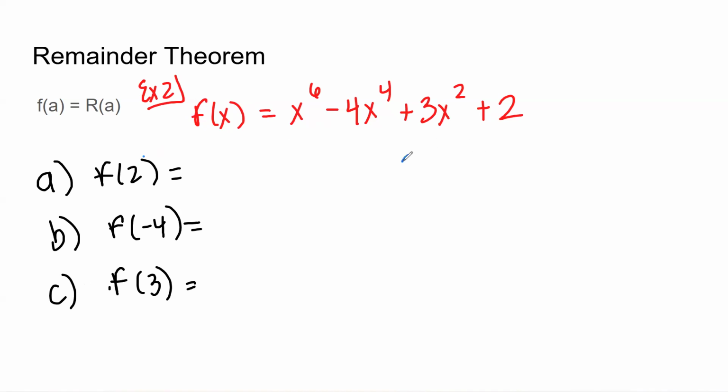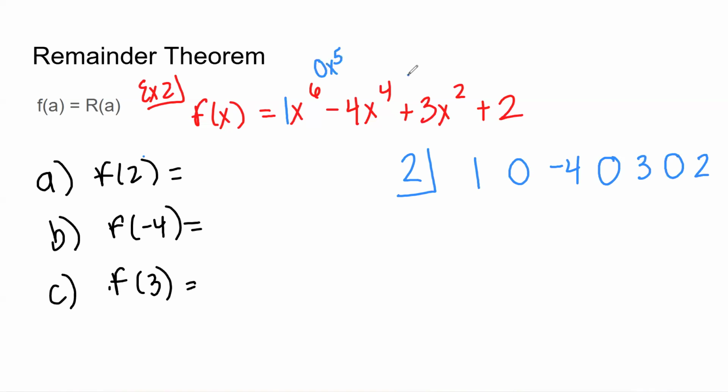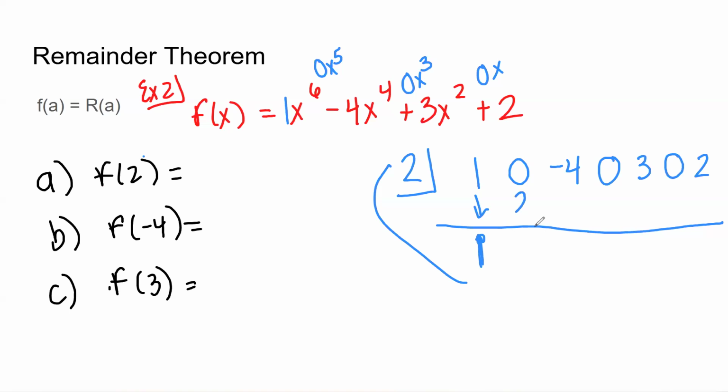So for question A, we'll put 2 in the box. We have a 1 here. We have no x to the 5th, then a negative 4, no x cubed, then a 3, no just plain x, and then a 2. So we are placeholding there. Okay, and if you need to write it in, we have 0 x to the 5th, 0 x cubed, and 0 x. That's where we're placeholding. And now we drop down, multiply, add, multiply, add, and then just keep on going.